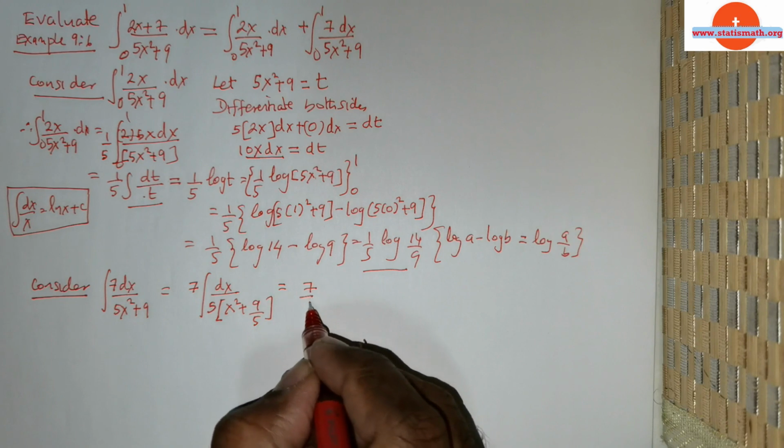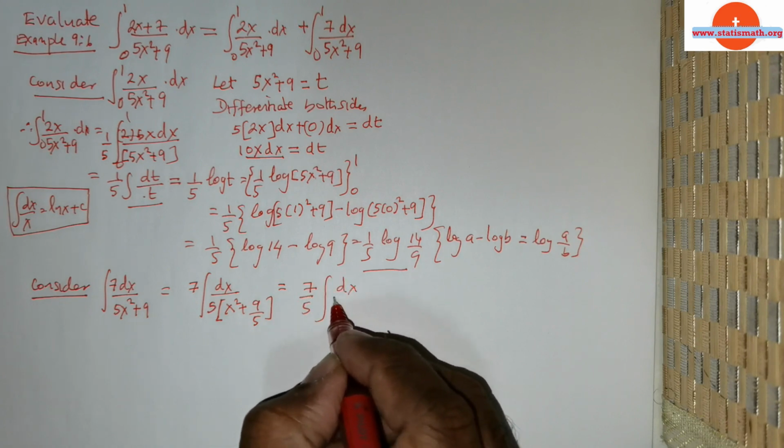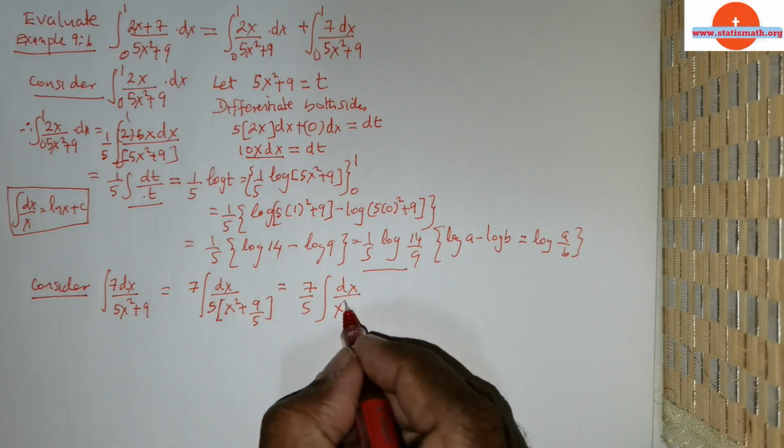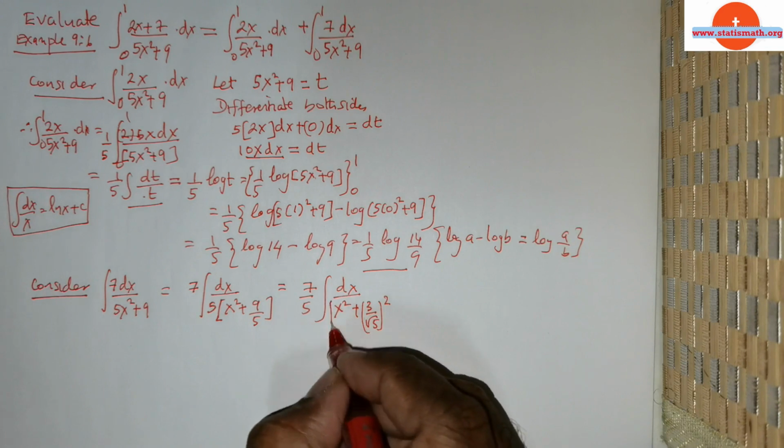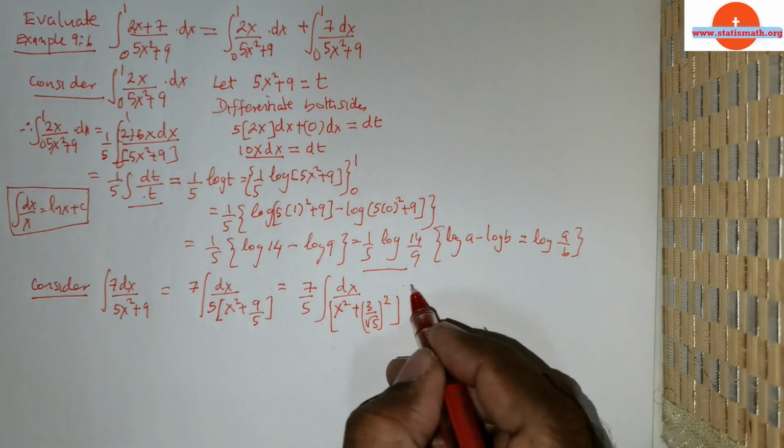So this can be rewritten as 7 over 5 integral dx divided by x squared plus (3 divided by root 5) whole squared. So I'm going to be writing it like this. Now, why am I writing it like this?